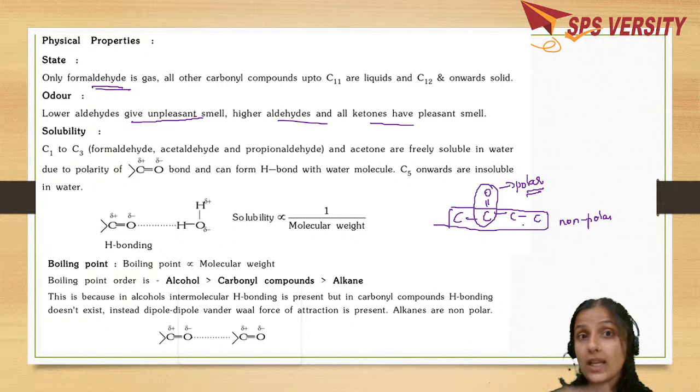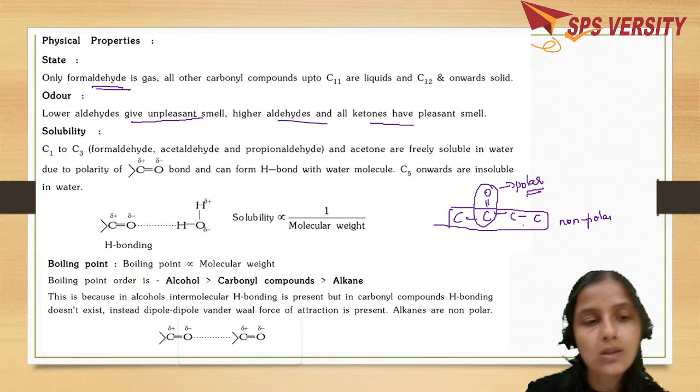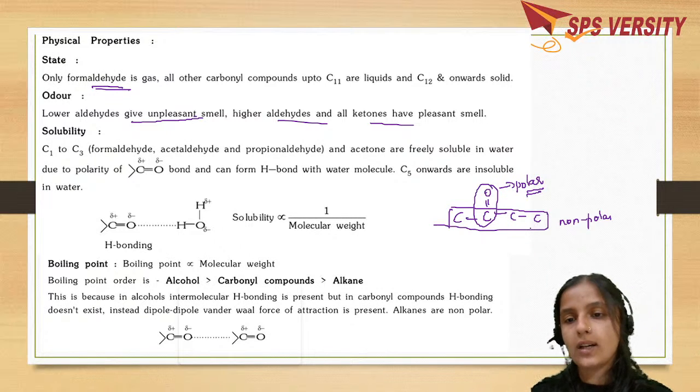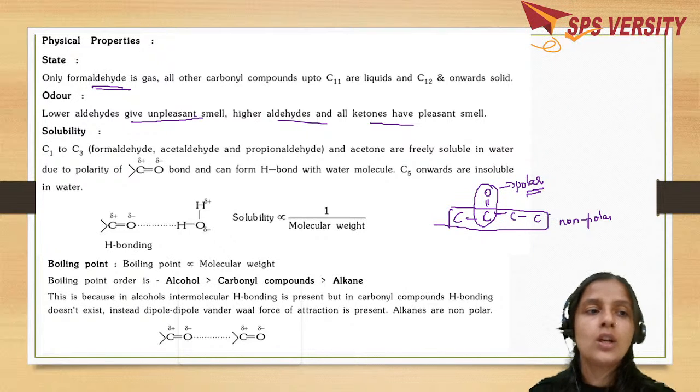So solubility is always inversely proportional to molecular weight. Lower the molecular weight, the fewer the carbon atoms, and the more polar the compound is, because of which it is more soluble. When the number of carbon atoms increases, the chain length increases, and the molecular weight also increases. The extent of hydrogen bonding is less, because the non-polar groups dominate, because of which the solubility goes down in water.